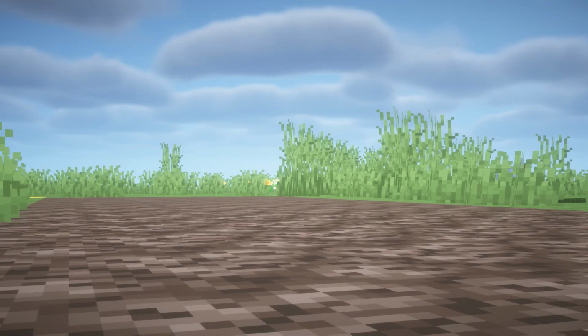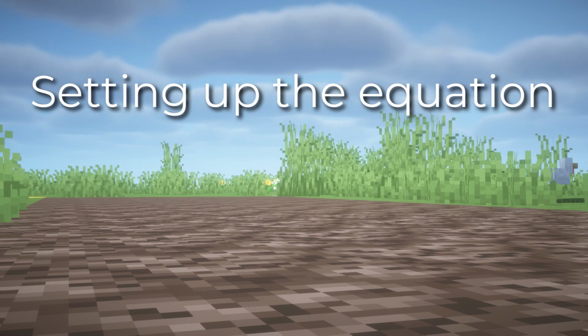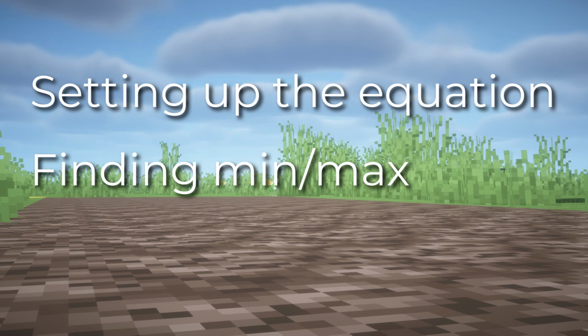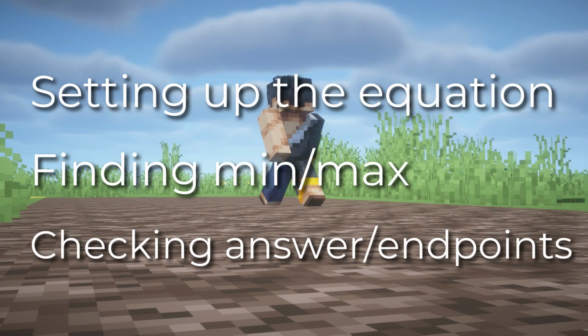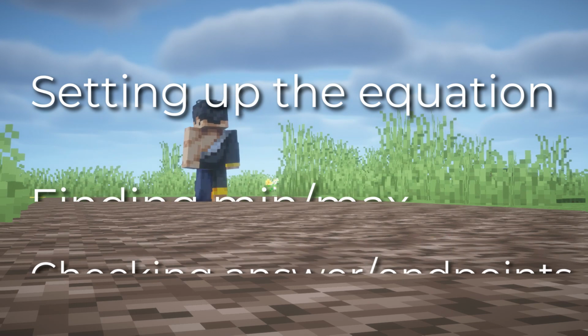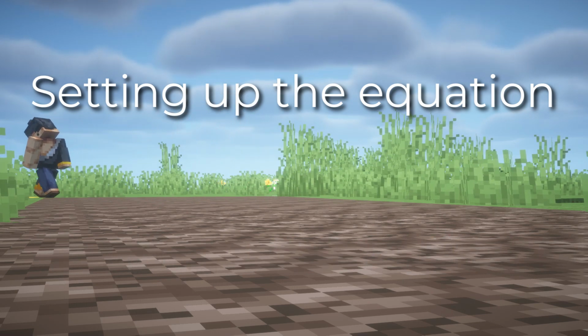Optimization has 3 distinct steps. First, identifying the problem and setting up the equation, then finding the minimum or maximum of the equation, and then checking for endpoints and verifying the answer. By far, the hardest step is the first one, setting up and identifying the problem, so let's figure that one out first.